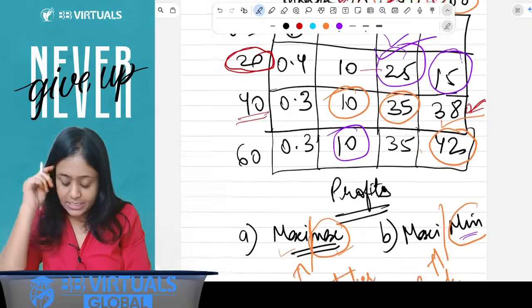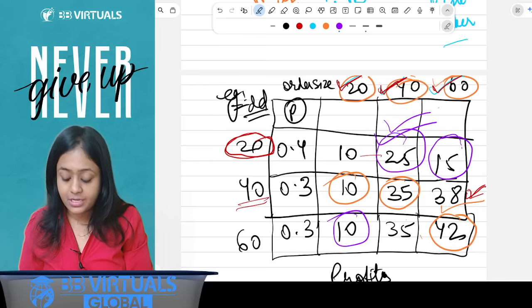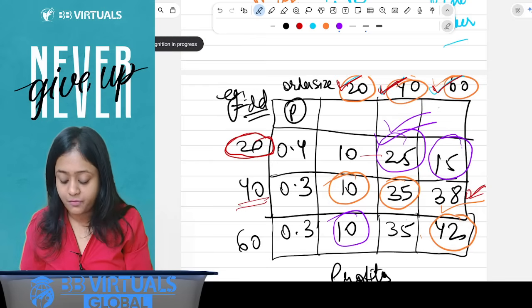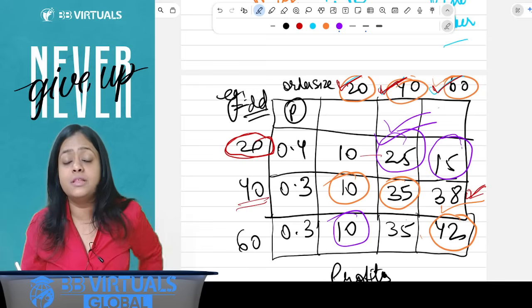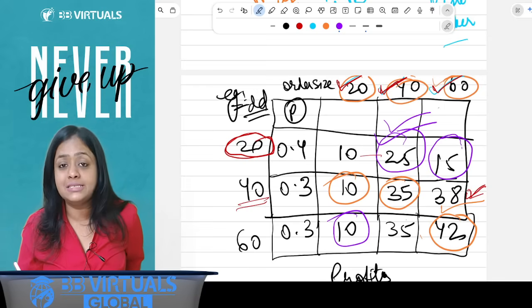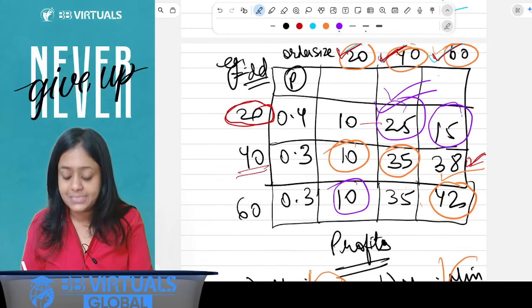So here I have taken an example. Order size is 20, 40, 60. Demand is 20, 40, 60. There are probabilities based on which I have calculated the payoff. This is a payoff table. Payoff is a profit table. It's a profit table. Now, when I say maximin, for all these options, please select the minimum.